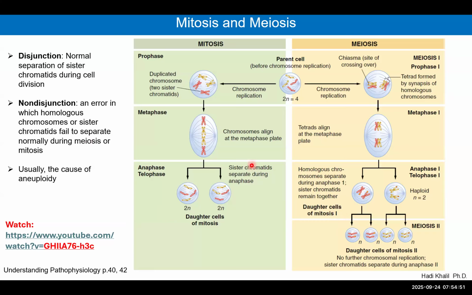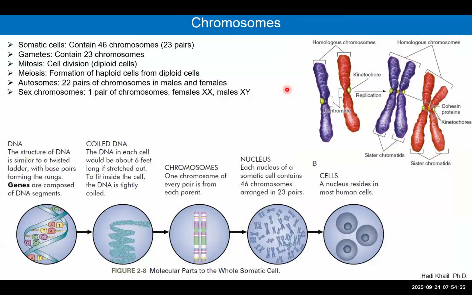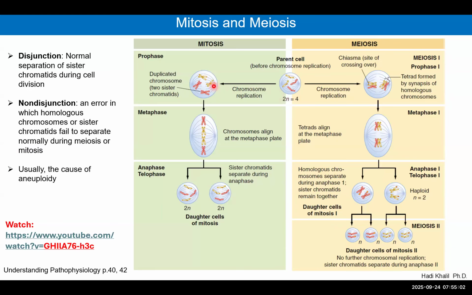So in mitosis, I go back here, you have that chromosome that becomes duplicated. And once it's duplicated, through the prophase it will be aligned, through the metaphase, and then it will be separated into two daughter cells. Each one has a 2N. Okay, so that's a somatic division.